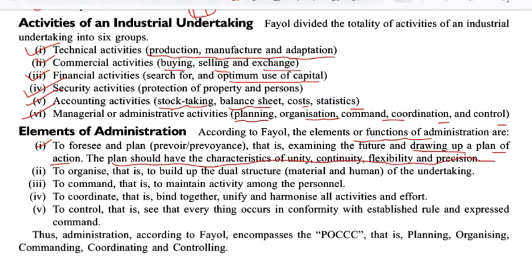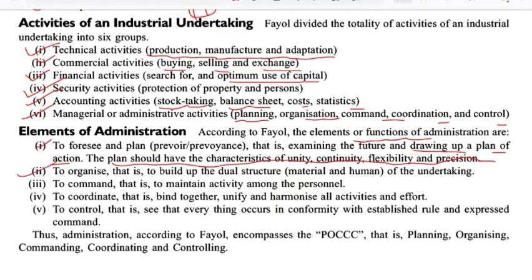These are the activities related to the planning department: we need to analyze the future, then analyze the market so that we can make a plan according to that, and if there is a chance of any amendment or changes, we can do it. These plans should have unity, continuity and flexibility as well, so that we can make any changes according to the need of the time.